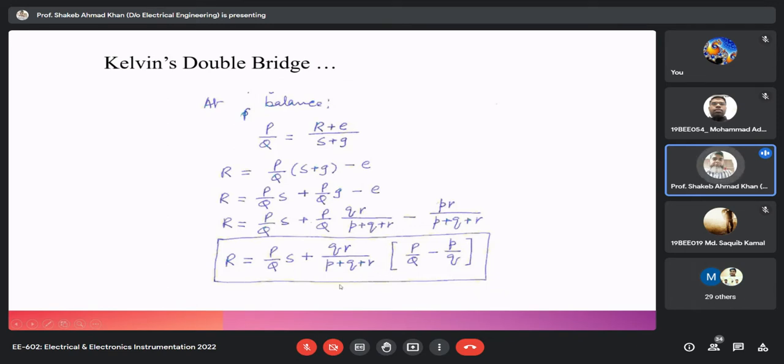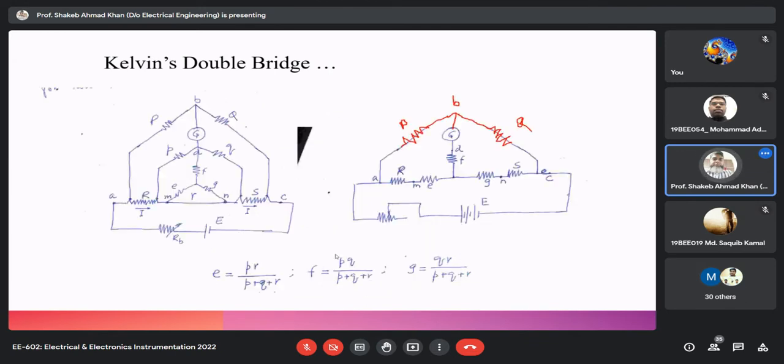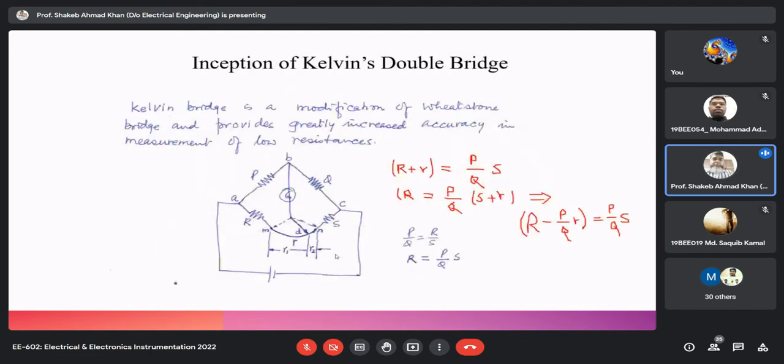your equation is not as simple as P upon Q is equal to R upon S, but it still has the lead and contact resistance value in it. So in this case, if we know the lead and contact resistance, then we can use the initial equation also. Here you see this equation. If small r is known, we can calculate the value of the unknown resistance R from this equation also. We will get a correct value.